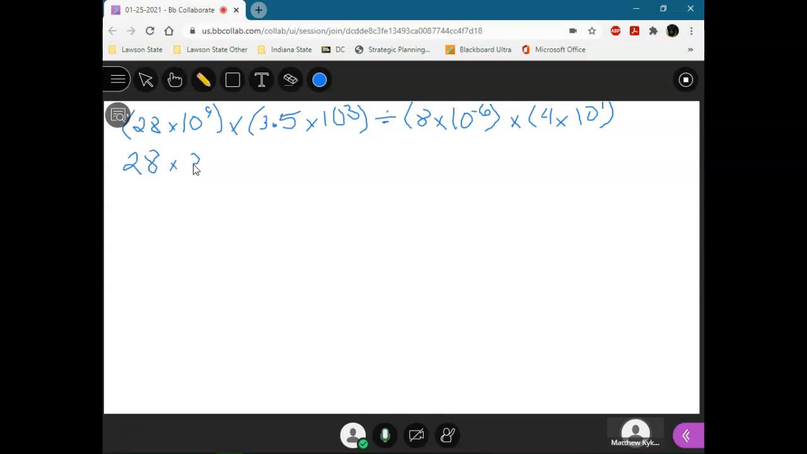So we start off with 28 times 3.5, and then 10 to the 9th plus 3. So what is 28 times 3.5? 98. Is 98. And then bring down my exponent. You have 10 to the 9th plus 10 to the 3rd. That gives you 10 to the 12th.